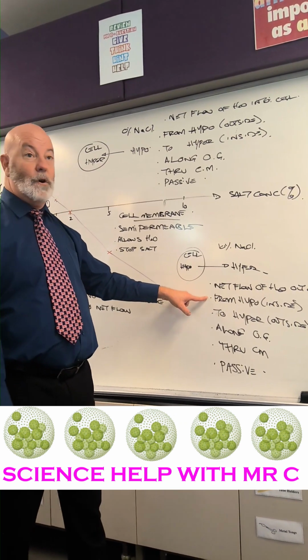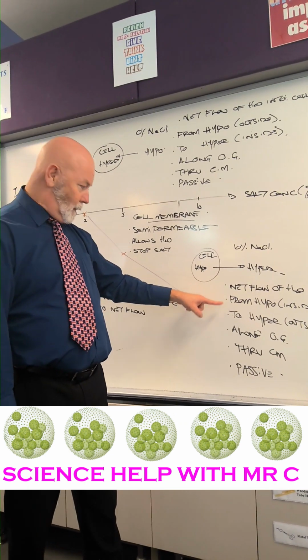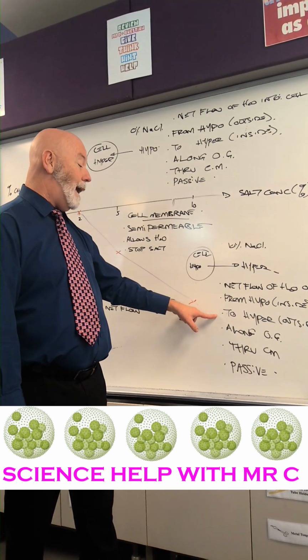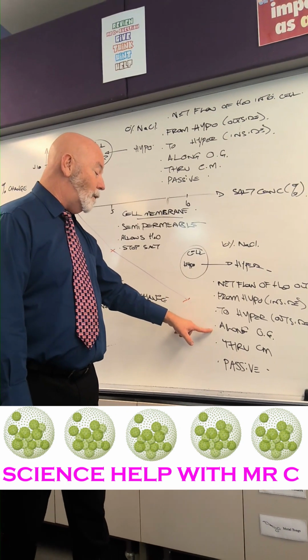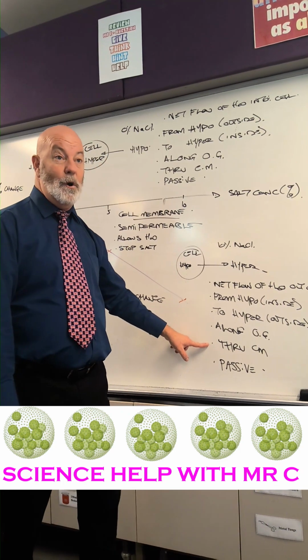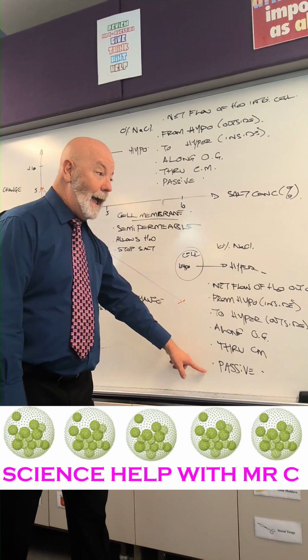from a hypotonic environment, which is inside the cell, to a hypertonic environment that is outside the cell, along the osmotic gradient, through the semi-permeable cell membrane, and it's passive.